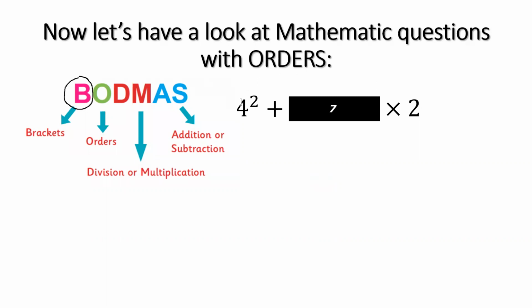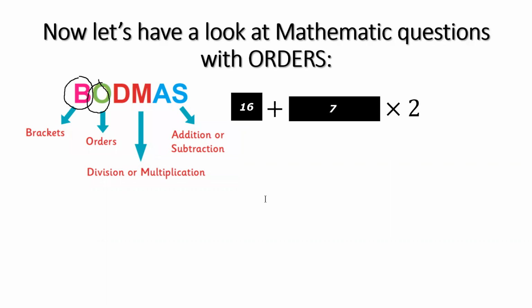So we've got 4 squared, which is an O. Remember that comes under orders in BODMAS. We've got addition and we've got multiplication. So what comes first out of those 3 functions and operations? Well, the O does. So we've got to do 4 squared next. So 4 squared, 4 times 4 is 16. So I can now replace that with its answer, which is 16.